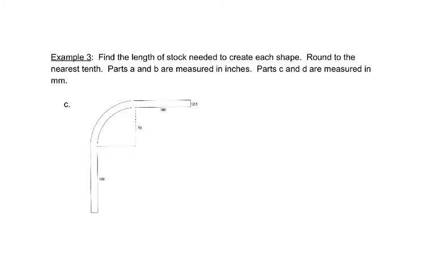So we'll start where we left off on page 91 with part C. We need to start with the curved part, and that's this part right here. But we need to recognize that this is really part of a circle with a radius of 70.